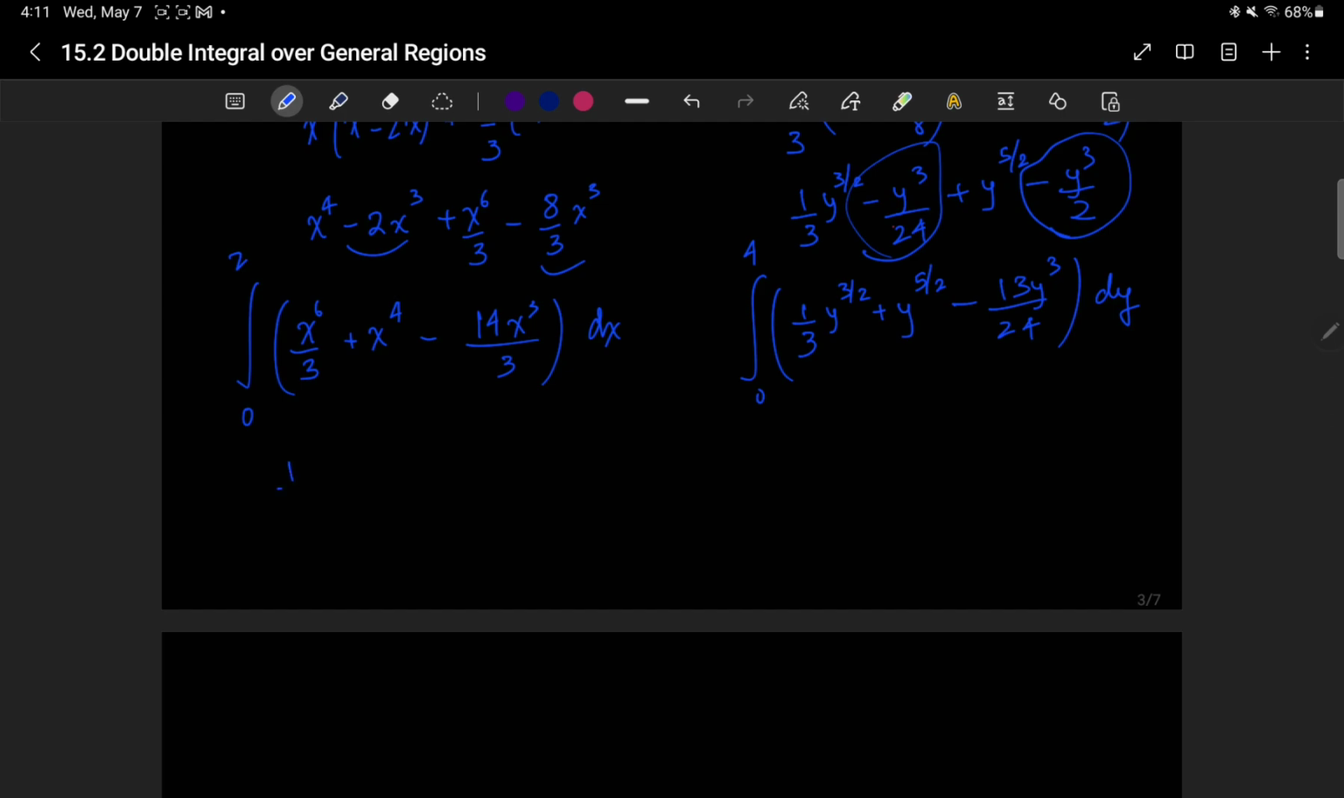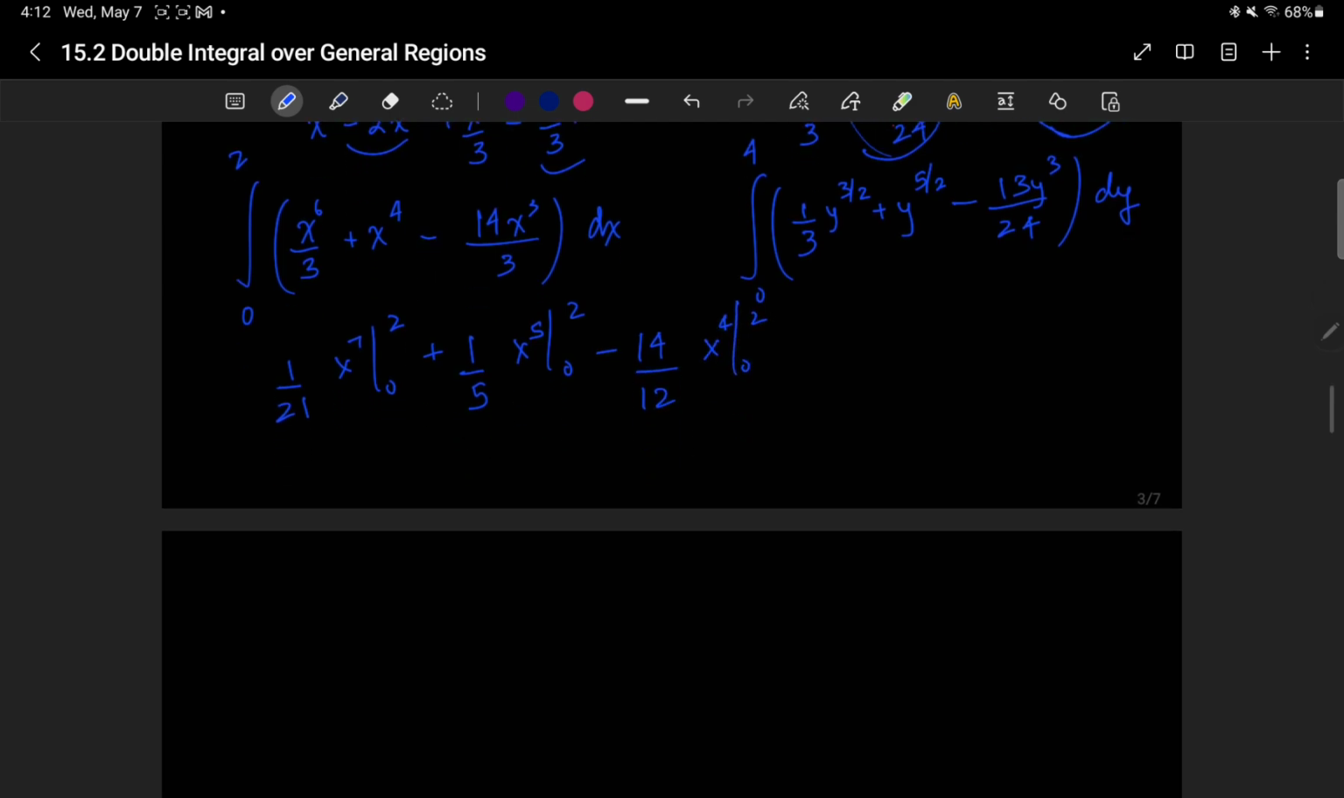Now doing the integral, this is going to be 1 over 21 x to the 7 from 0 to 2, 1 over 5 x to the 5 from 0 to 2, and 7 over 6 x to the 4 from 0 to 2. So you get 1 over 21 times 128 plus 1 over 5 times 32 minus 7 over 6 times 16.